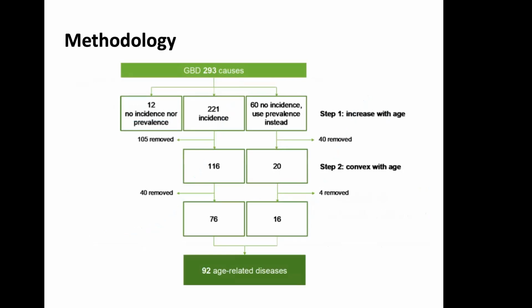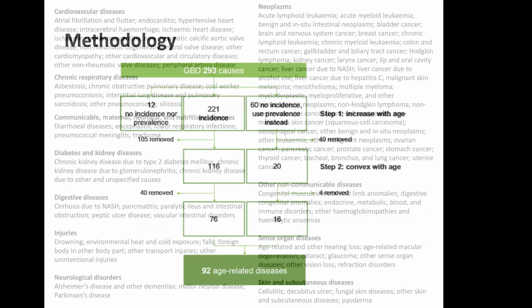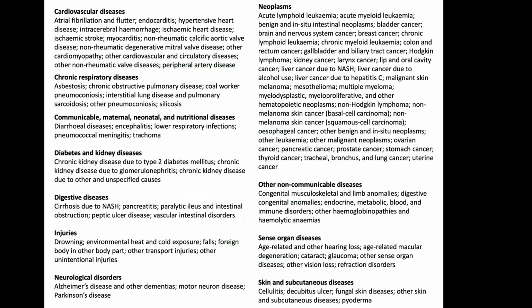So out of 293 causes at that time, we chose 92 age-related diseases and added them up together and considered that the age-related burden. And this is just a list of all the diseases. I'm not going to go into detail, but cardiovascular disease and cancers account for close to 50%, or in some countries over 50%, of their age-related burden. The next, I think, was chronic respiratory disease, which accounts for about 10%, but it depends on the country.